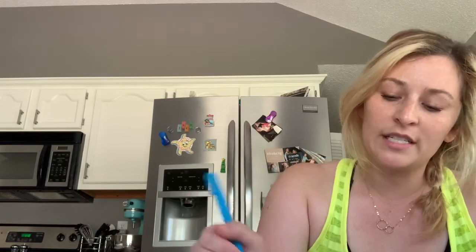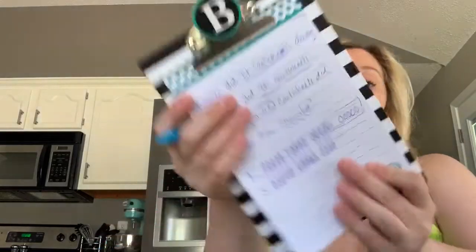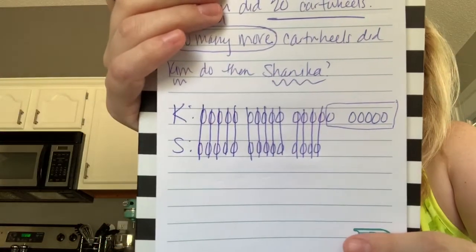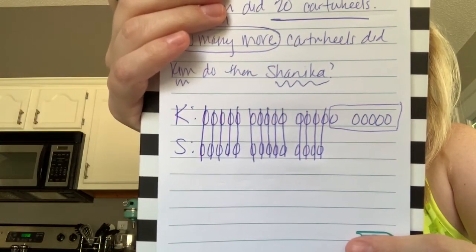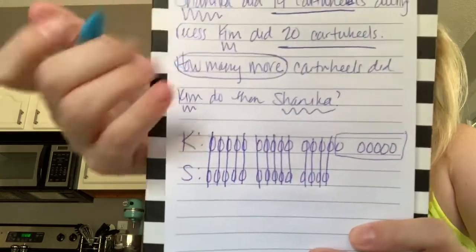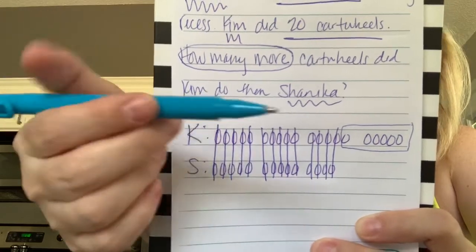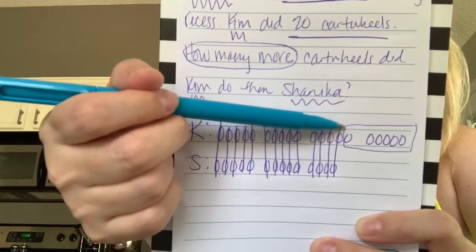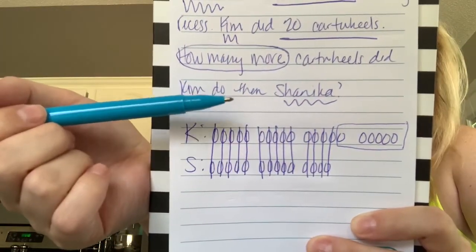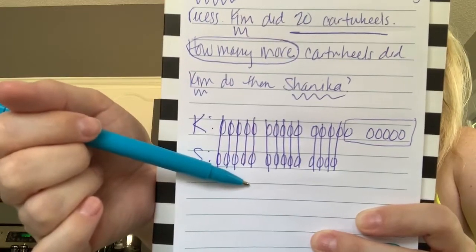Let's do it. 1, 2, 3, 4, 5, 6, 7, 8, 9, 10, 11, 12, 13, 14. You should have all of Shanika's marked off, and then your answer boxed off. Very good. So the question, how many more did Kim do than Shanika? Well, we know Kim had more. This much more. What is that? 6. Very good.